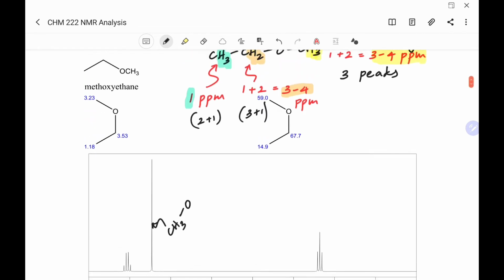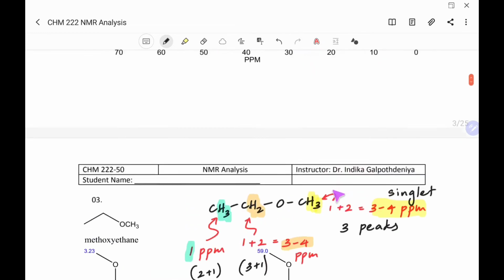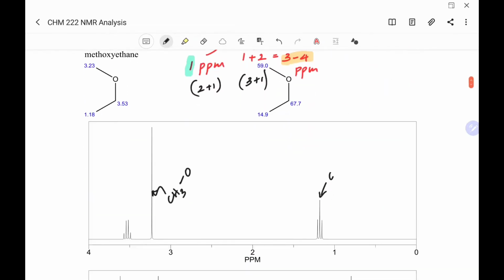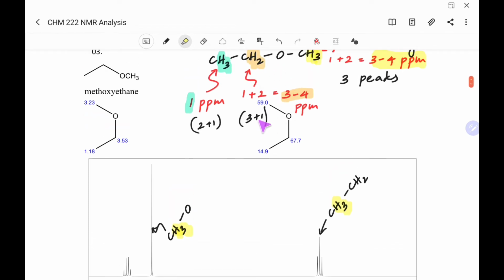And then you are expecting a triplet for the CH3 around 1 ppm. So this is your CH3. This is your CH3 that is next to the CH2. So this is that, and that is around 1 ppm. So the CH2 should be around 3 ppm, and it's a quartet.